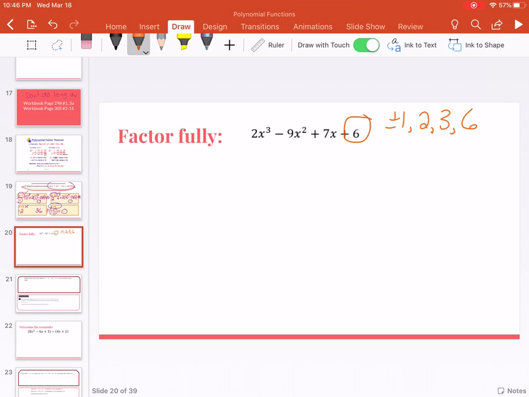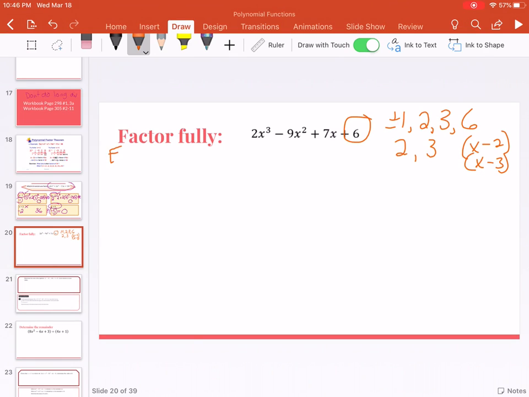So your best bet, your quickest way to do this question, is to just graph it. Graph the equation, and you will find that 2 and 3 both end up being zeros on your graph. That means x minus 2 and x minus 3 have to be factors. We know that by graphing, but we can actually prove that using our factor theorem.